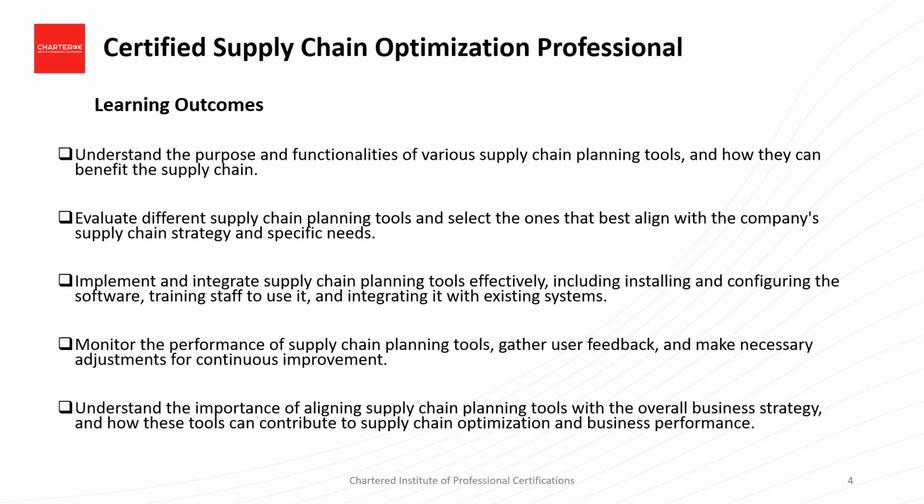There will be at least 5 learning outcomes that will be imparted at the end of this lesson, which you can see here. Pay particular attention to understanding the purpose and functionalities of various supply chain planning tools, evaluating different supply chain planning tools and selecting the ones that best align with the company's supply chain strategy. Also, understanding the importance of aligning supply chain planning tools with the overall business strategy.